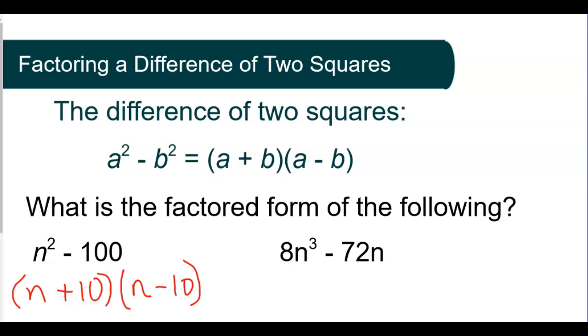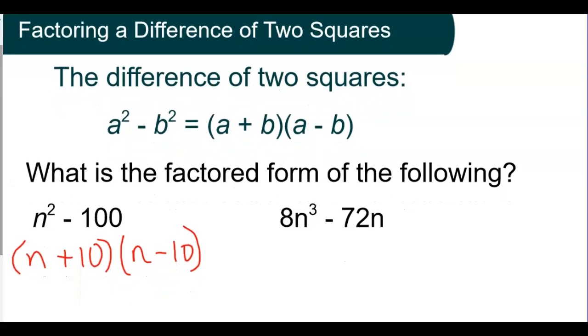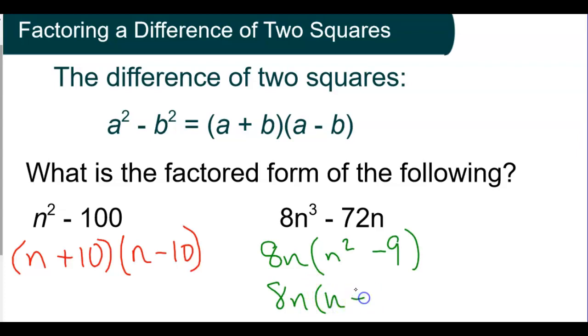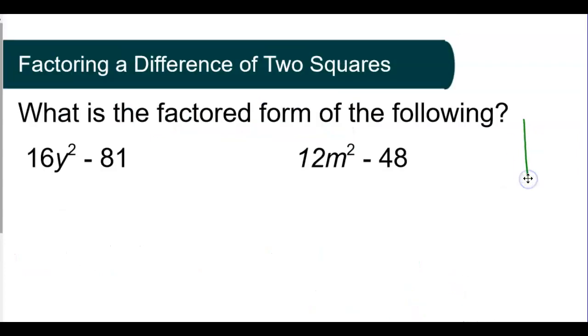And then let's look at 8n cubed minus 72n. The first thing I want to do is factor out the greatest common factor. That's going to be an 8n. I get n squared minus 9. And now that's the difference of two squares. So 8n times n plus 3, n minus 3. All right, here are some for you to practice on your own.